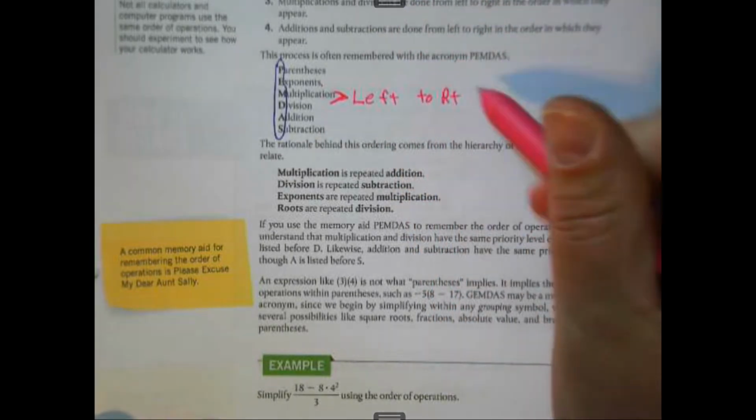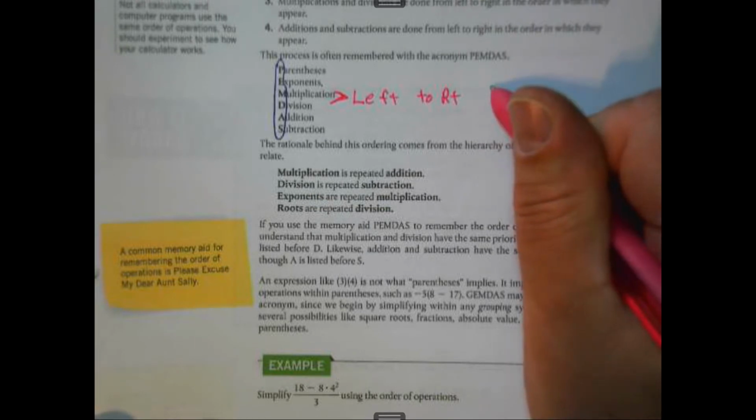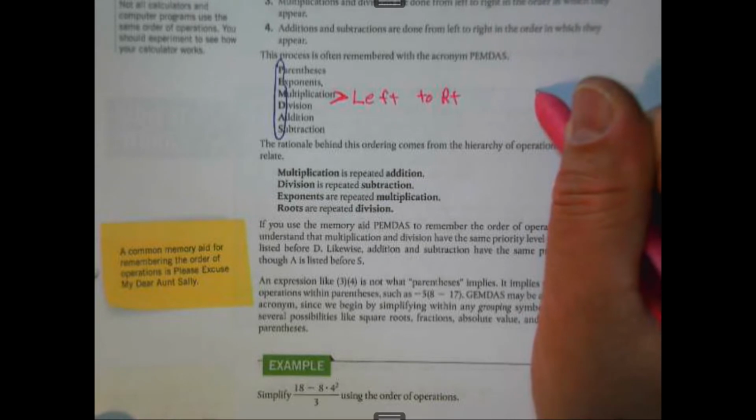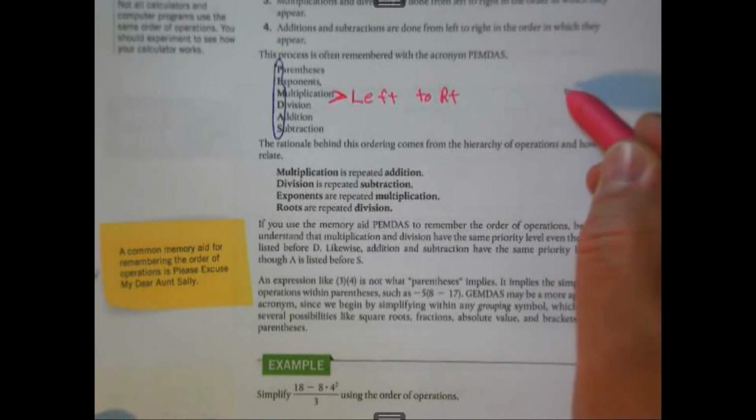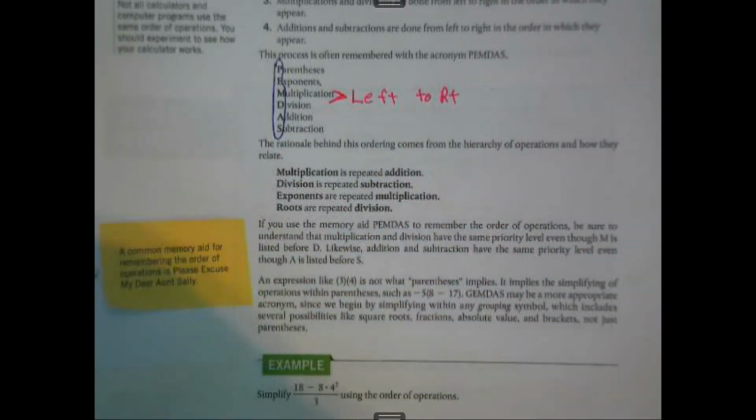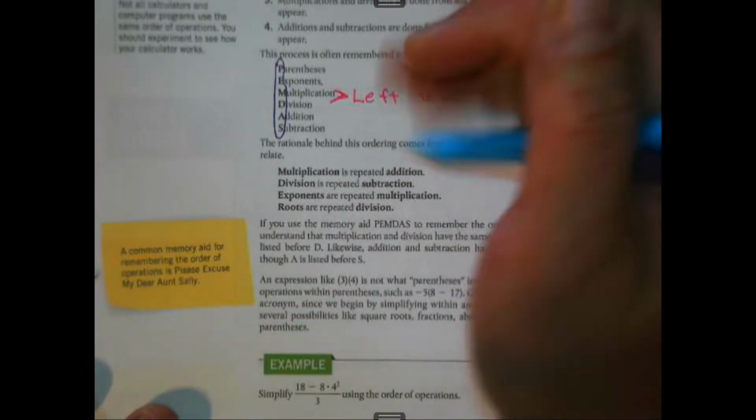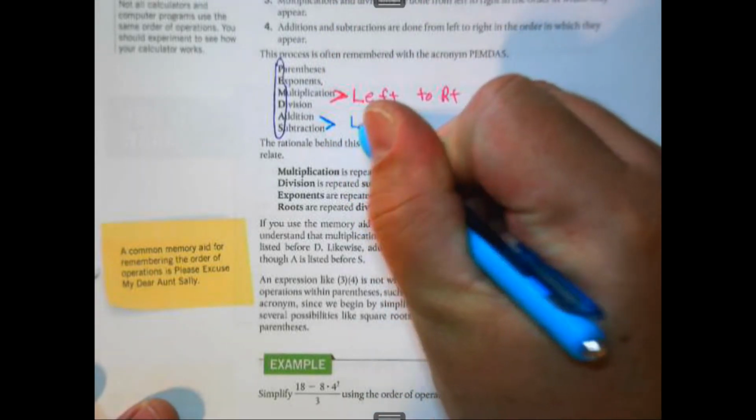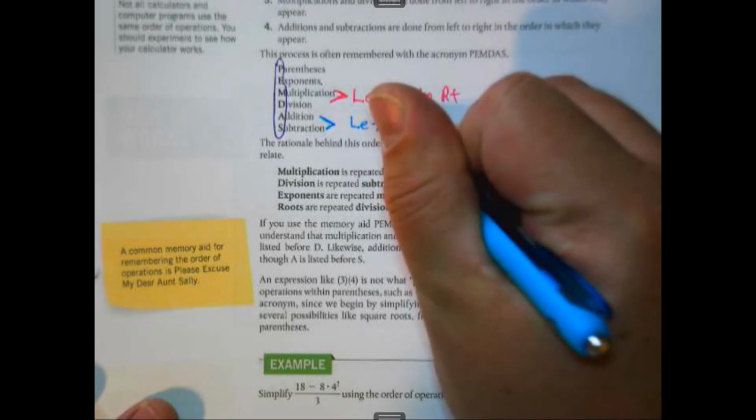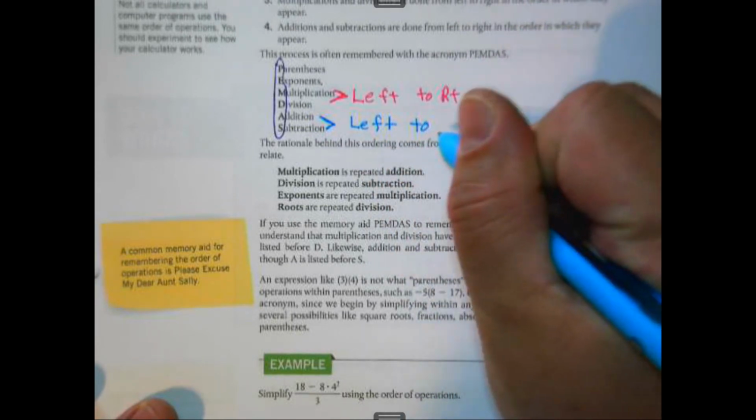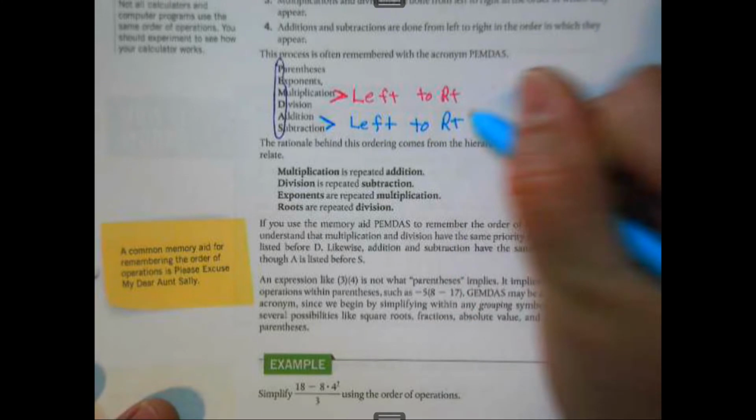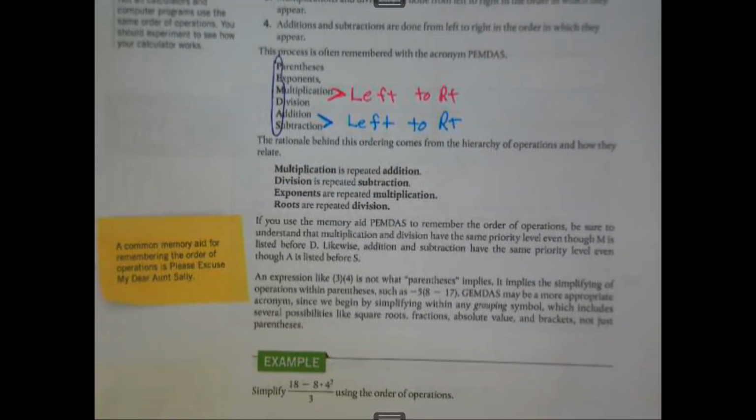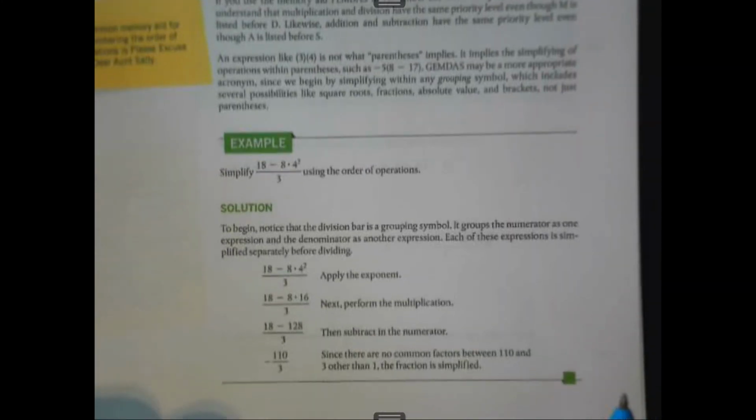In other words, you start from the left and whatever comes first, whether it's multiplication or division, and then the next multiplication or division, and the next, go left to right. And then same with addition and subtraction. Since these are on the same level, you go left to right with these, whichever one comes first in the problem. Okay, pretty easy stuff. So let's go to the example here.